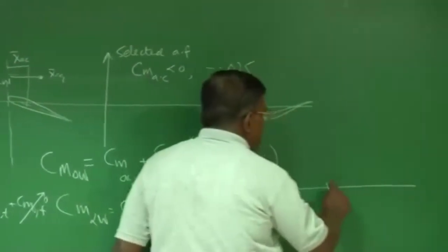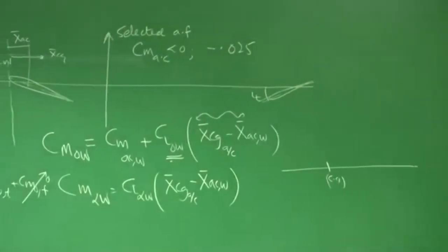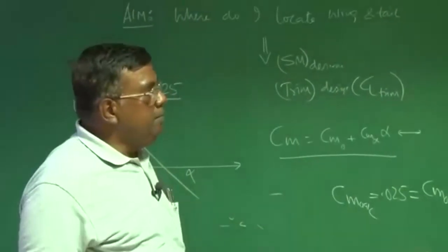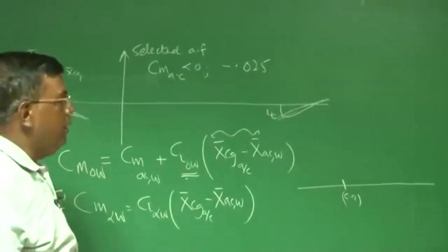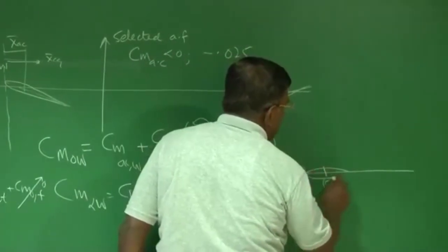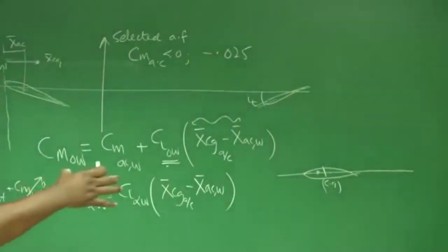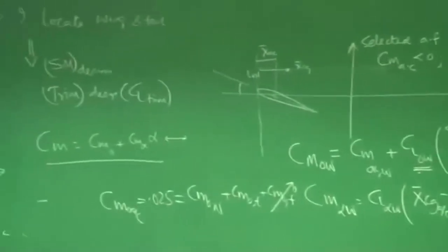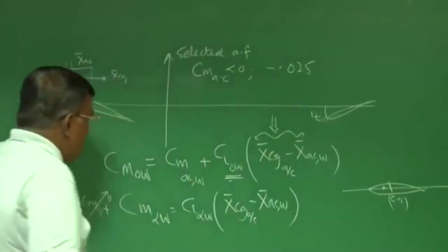The whole problem is that you may initially have some rough idea about the CG location because you know the layout of the different systems longitudinally. Generally it will be around 40 to 42%, you can see historical data. Now the question is how do I put the wing? I put it something like this, or AC is ahead, or AC is behind. The problem is as you shift the wing, the CG also will change. So a lot of iteration goes on. This is an area which needs iteration.